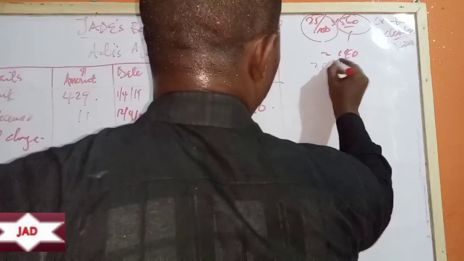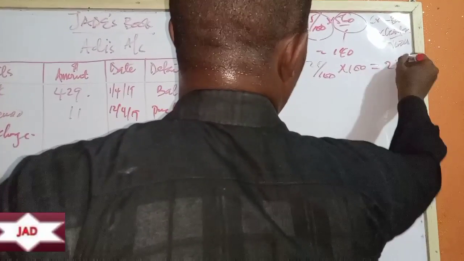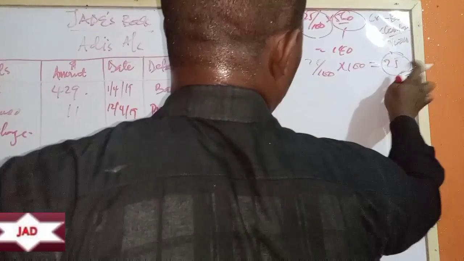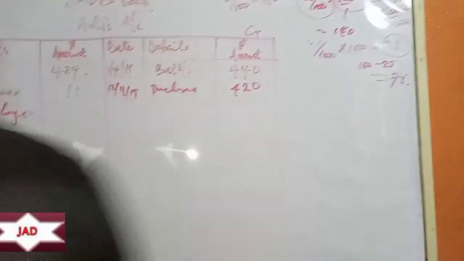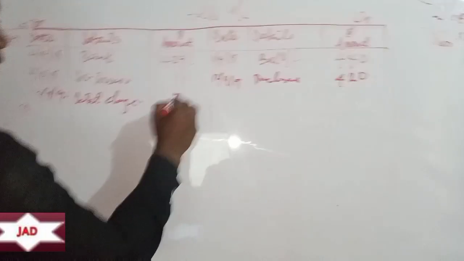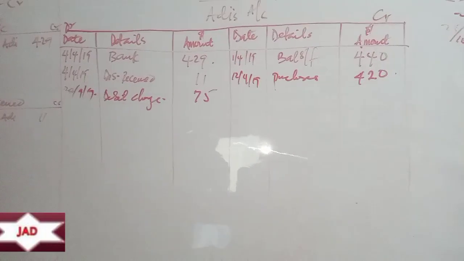So we can see 25 over 100 times 100. That will give us 25. So 100 minus 25 should give us 75. So that's the conclusion. The debit charge will be 75. Okay, no other transaction.